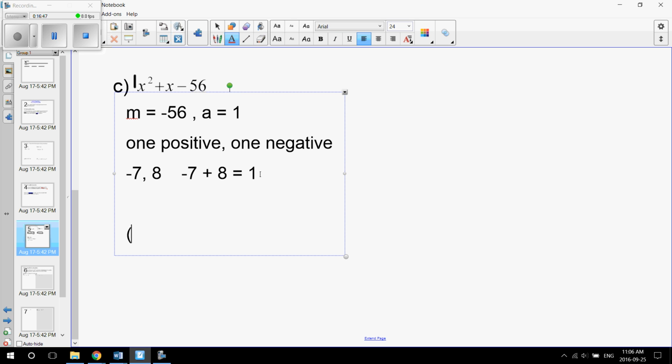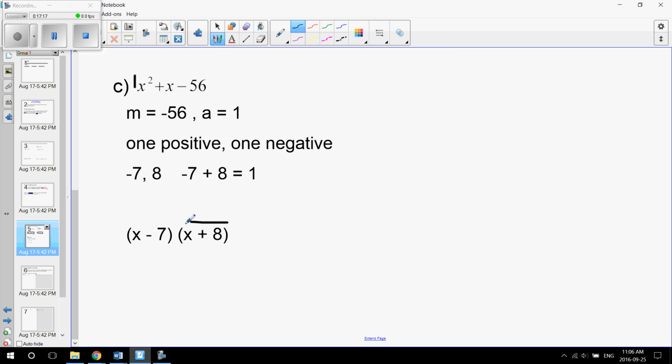Now that we have our numbers, again, throw them into your brackets. Start off always by having an X at the front and throw in your numbers. So we have a negative 7 as our first number, so we're going to have X minus 7 in our first bracket. And because we have a second number, we have a second bracket, and it always starts with an X. And then we throw in our second number. Because it's a positive 8, we do X plus 8. Now that everything's in our brackets and we can't go any further, we have our final answer that is factored.